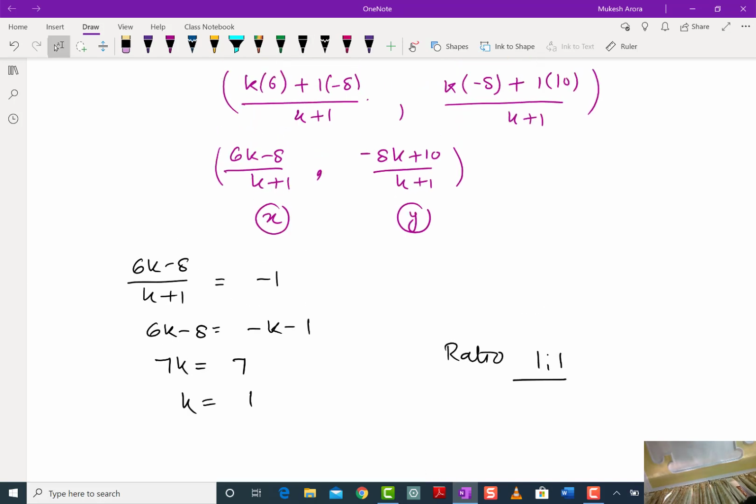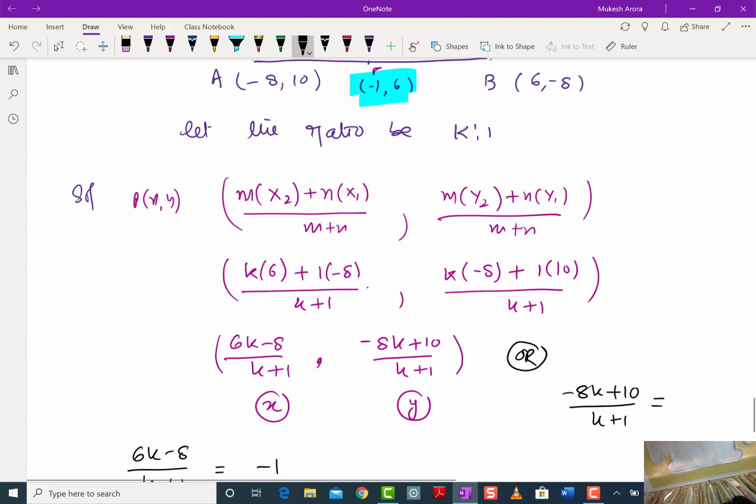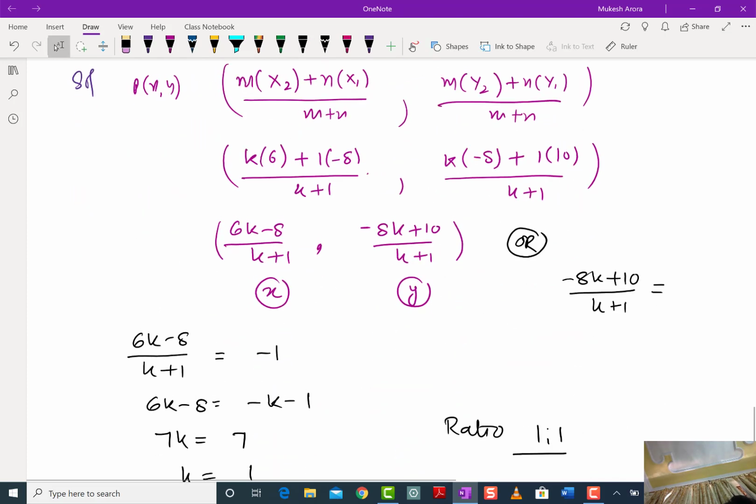So with one side it's okay. If you want to do it, you can, but there is no need to solve from the other side. Taking y: (-8k + 10)/(k + 1) = 6. So -8k + 10 = 6k + 6.